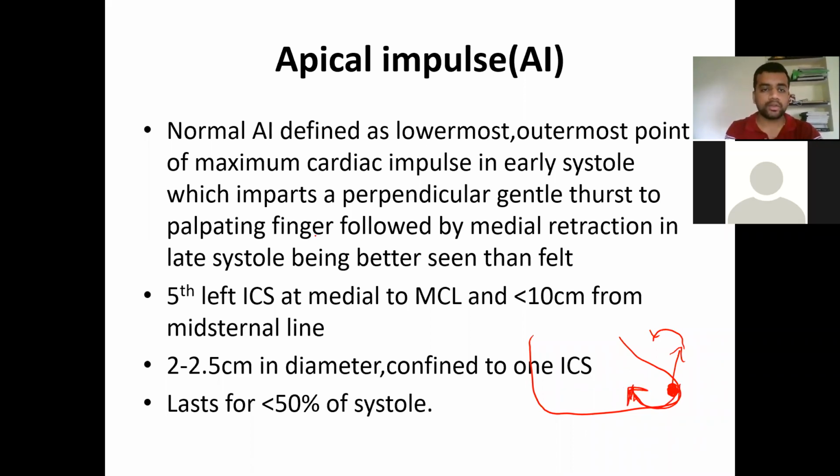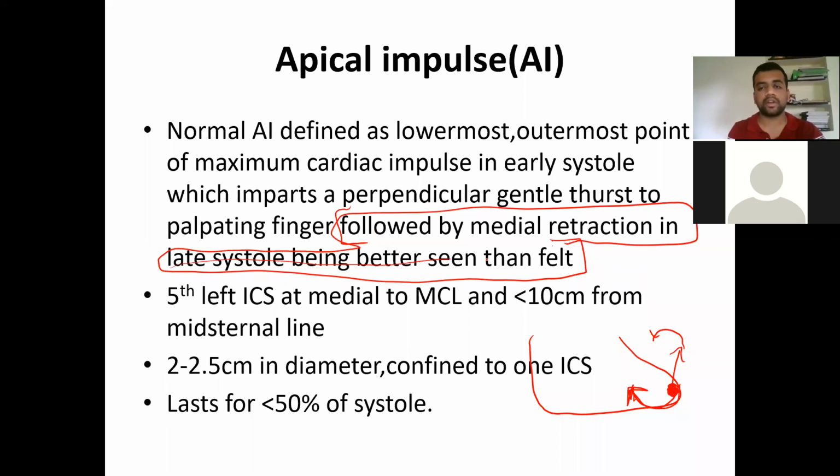If it is very difficult for you to remember, you can skip this part. This forms the complete definition, but it is not always mandatory. So the apical impulse is the outermost and lowermost prominent cardiac impulse, giving a gentle, perpendicular thrust to the palpating finger, which denotes cardiac systole. This is what you put as the definition, followed by slight medial retraction in late systole, which is better seen on inspection rather than a palpatory finding.